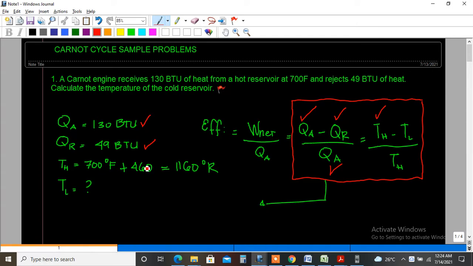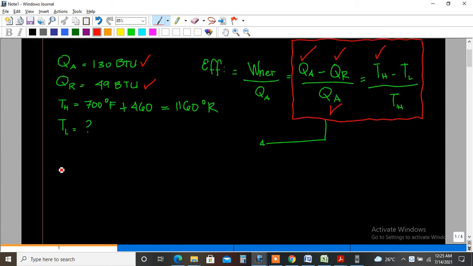So calculate the temperature of the cold reservoir. How can we solve the temperature of the cold reservoir? Remember class that efficiency is equal to work net over QA. But work net is equal to the heat added minus the heat rejected over QA. So QA, QR is given. But remember also that efficiency is equal to the high temperature minus the low temperature over the high temperature. By using this formula, we will be able to solve this problem. So QA minus QR, that is 130 minus 49.